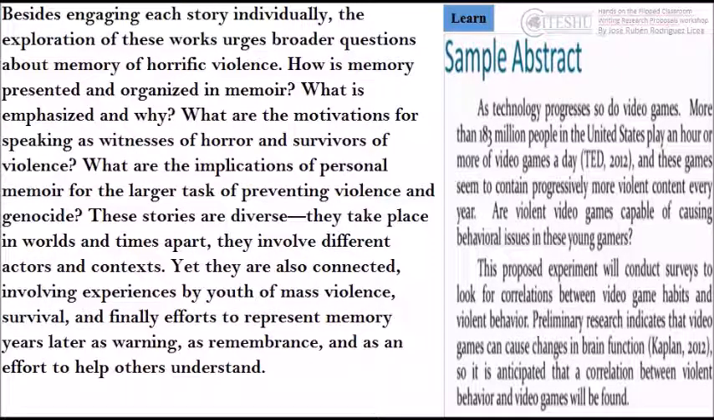Besides engaging each story individually, the exploration of these works urges broader questions about memory of horrific violence. How is memory presented and organized in memoir? What is emphasized and why? What are the motivations for speaking as witnesses of horror and survivors of violence? What are the implications of personal memoir for the larger task of preventing violence and genocide?